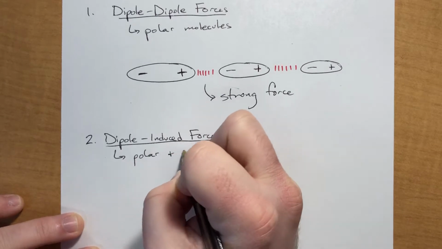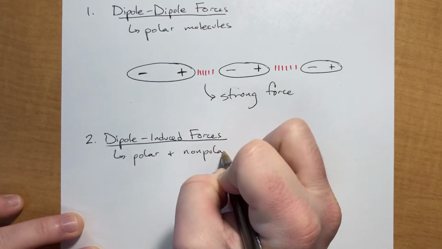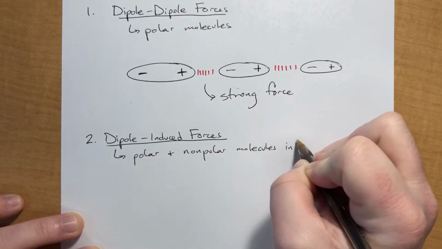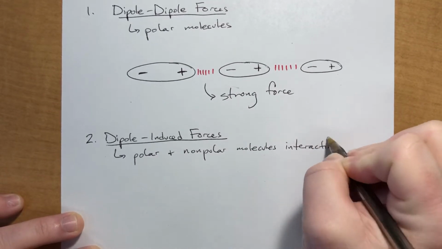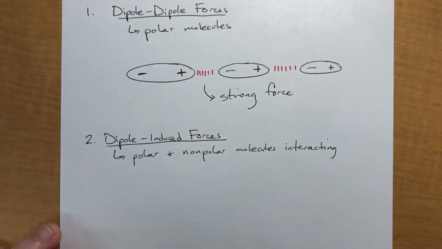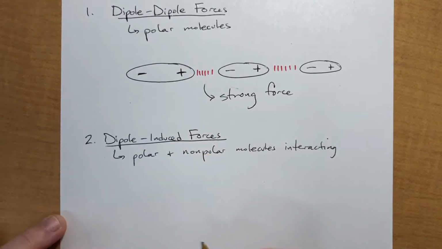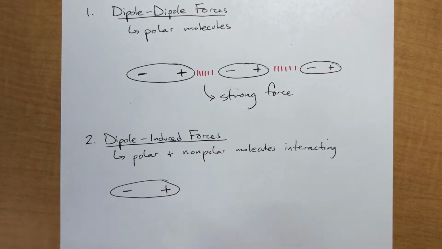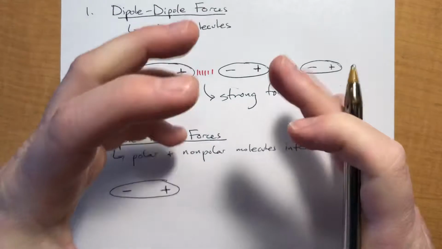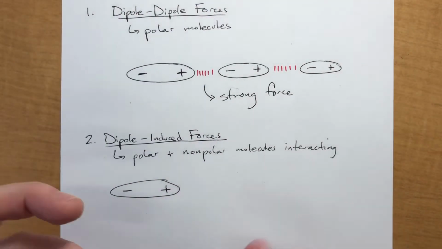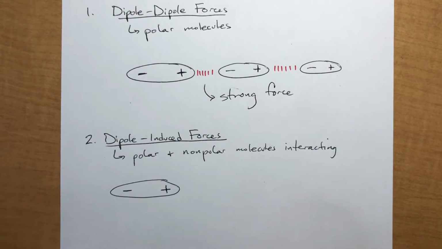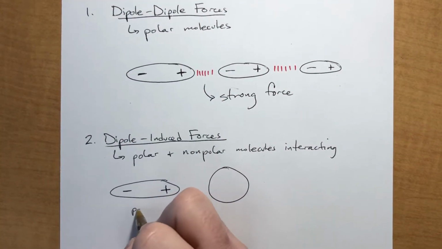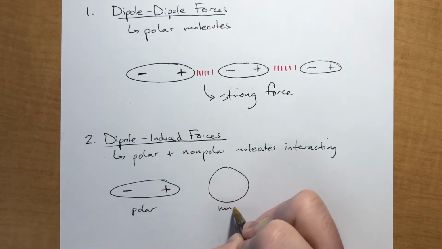So this is polar and nonpolar molecules interacting. Okay, so a polar molecule I'm going to draw just like we did up here. We have a negative, definitely a positive and a negative here. And nonpolar, I'm going to draw as like amorphous blobs. Basically, there isn't a definite positive or negative. That's what nonpolar means, is everything's evenly distributed. Okay, so this one is polar, this one is non-polar.